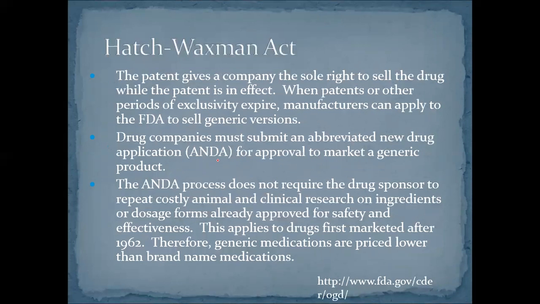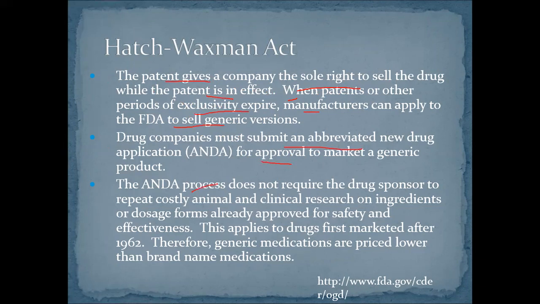Now, what does this act tell? The Hatch-Waxman Act says that the company given the patent has the sole right to sell the drug when this patent is effective. After this exclusivity expires, a manufacturer can apply to the FDA to sell a generic version. Drugs submitted after the exclusivity are abbreviated new drug applications, which seek approval to market a generic drug.